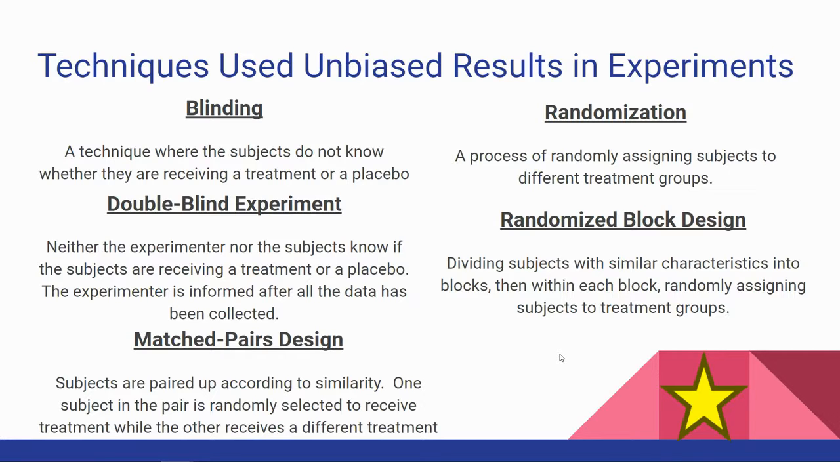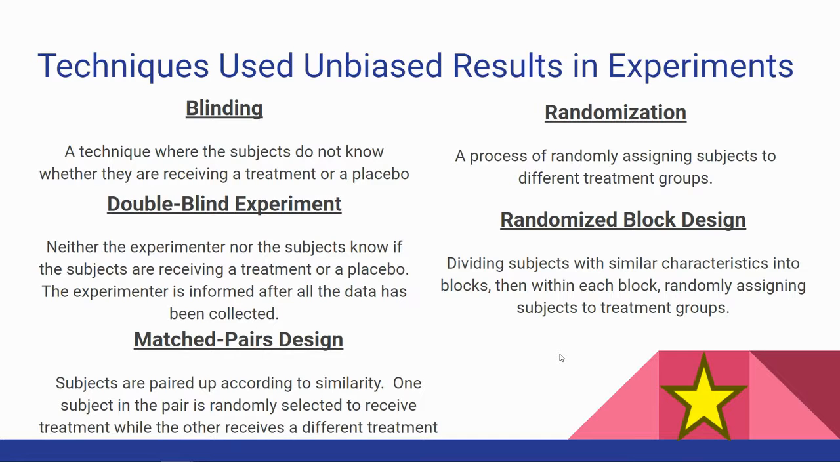Ultimately, after the experiment is over, the experimenter is informed once all of the data has been collected. So eventually the person doing the experiment figures out who's who. But during the experiment, in a perfect world, they wouldn't know at all.